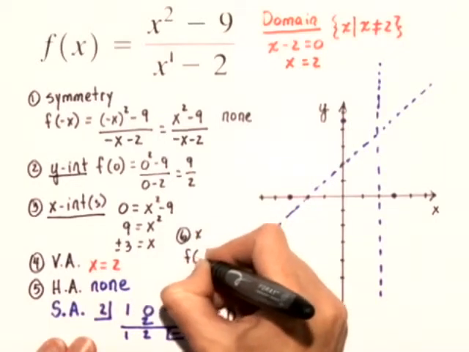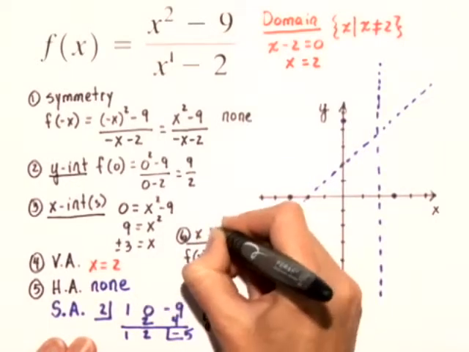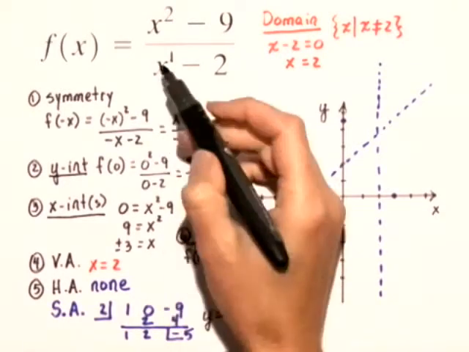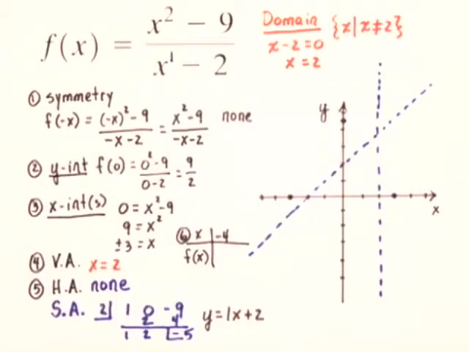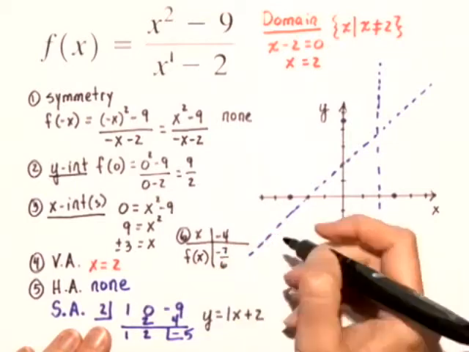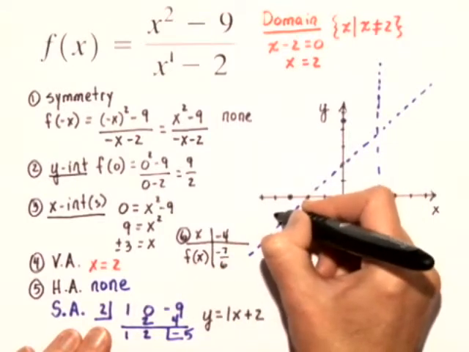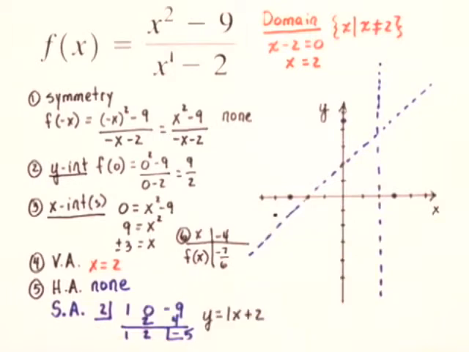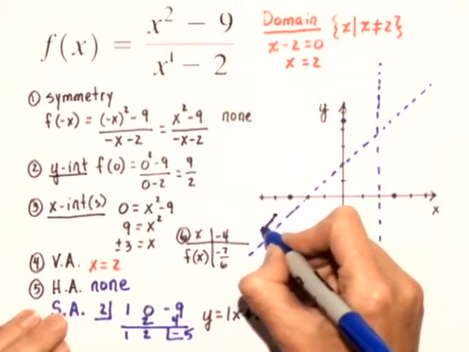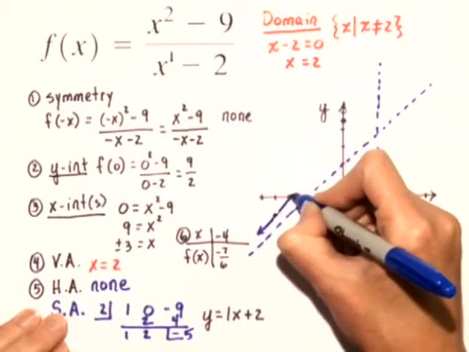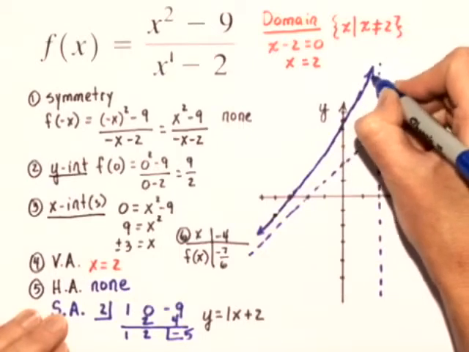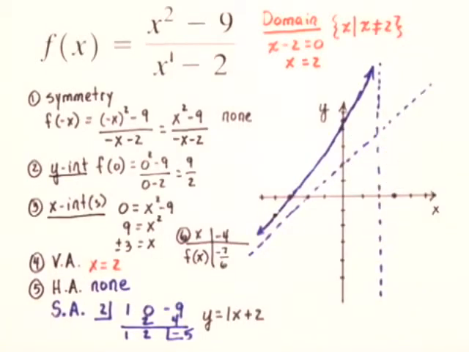So here's our chart with x and f of x. Let's let x equal negative 4. If we do that and substitute in our original function, we'll get the value negative 7/6 for our function. So negative 4, negative 7/6 is right about here. And we know that when we graph this and sketch it, the graph will tend toward the asymptote. So we'll connect these intercepts and sketch that part of the graph in there.